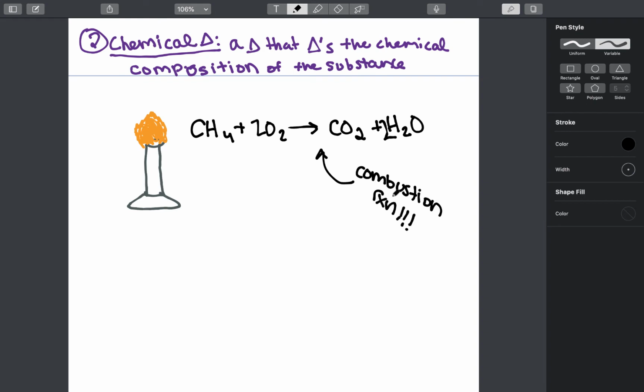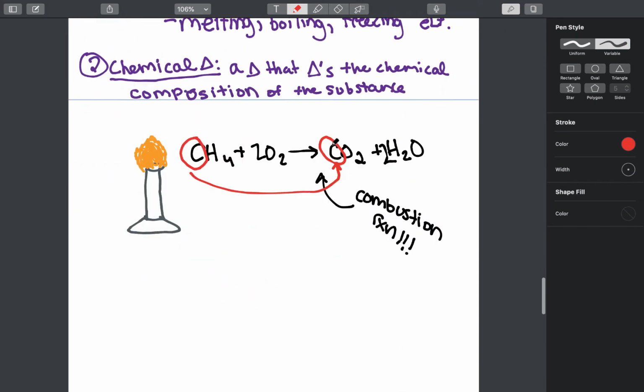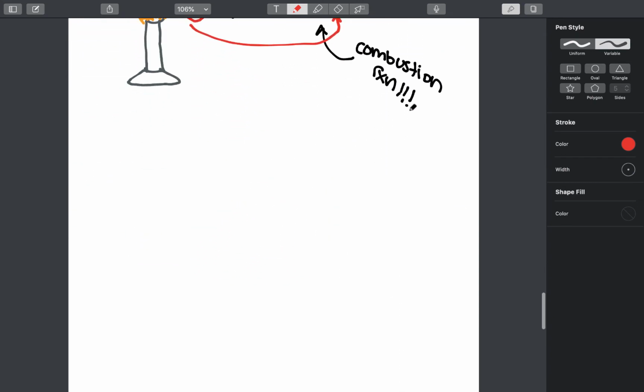So if we just look at the carbon atom, we can see how the composition changes. Here the carbon is attached to 4 different hydrogens. However, if we compare it to the carbon in carbon dioxide, it's connected to 2 oxygens. So the chemical composition is changing. Therefore, you have a chemical change. So those are the 2 types of changes in matter that you'll deal with in chemistry.